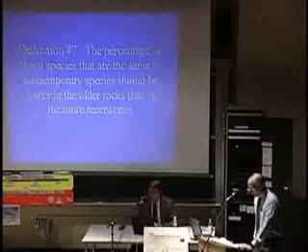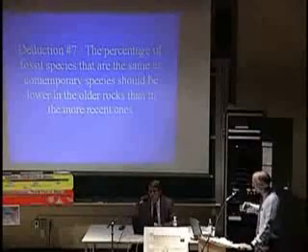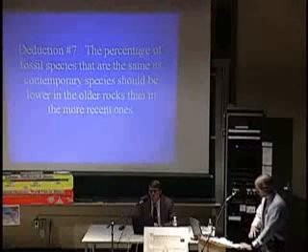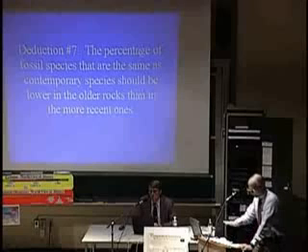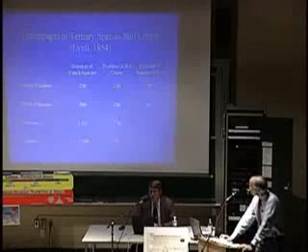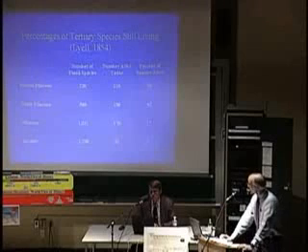Now we can actually make a more sophisticated deduction. Deduction number 7. If evolution is true, that predicts that the percentage of fossil species that are the same as contemporary species should be lower in the older rocks than in the more recent ones. Note that the older rocks are those that are lower down because they were laid down first, and the newer ones were laid down on top of them. And this has been tested many times and confirmed always.